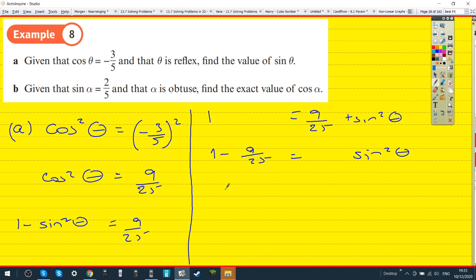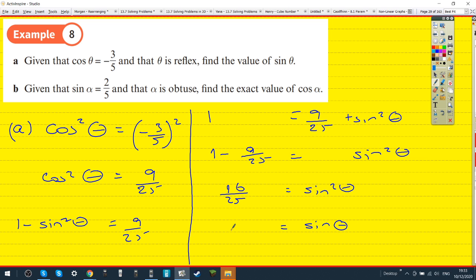Wait. Or minus. Oh, I think I did, yeah. 1 minus 9 over 25. 16 over 25. Yeah. And so 16 over 25 is the same as sine squared theta. Yeah. What is sine theta?